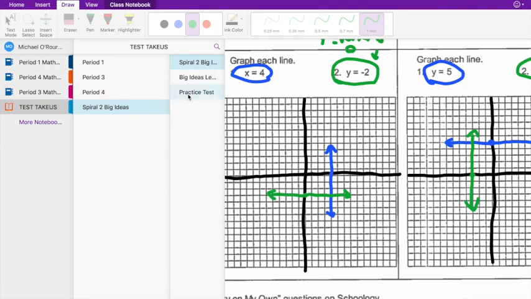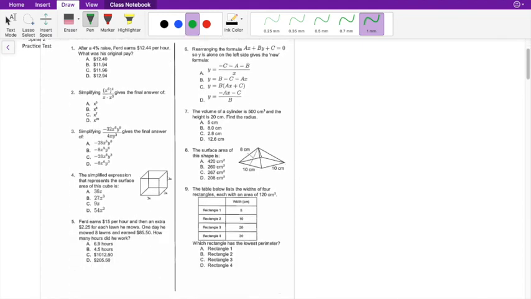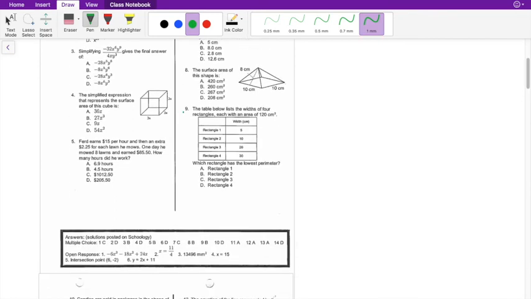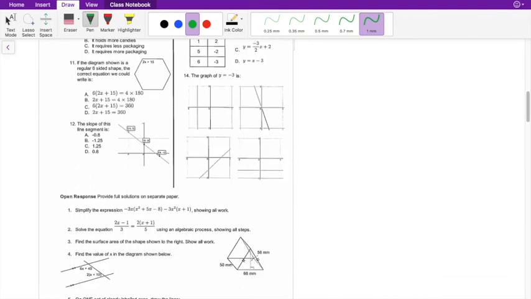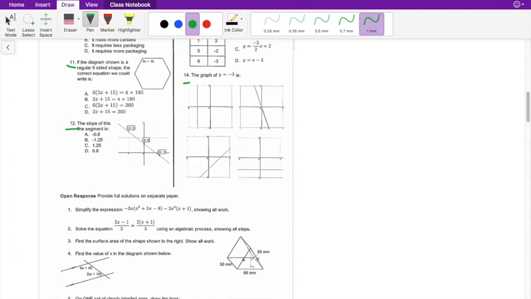So let's take a look at the practice test here. I got you to do 1 through 8 the first time. So your homework tonight would be 9 through 14. Okay, 9 through 14 for tonight.